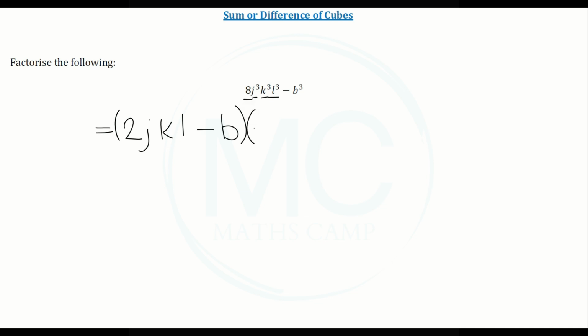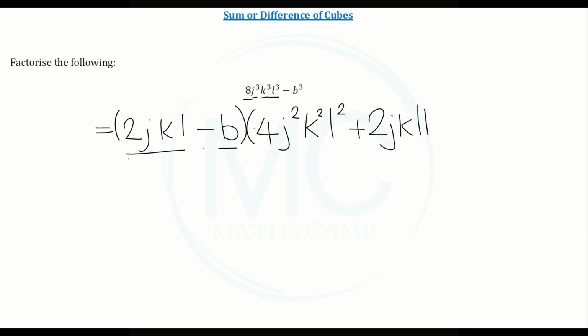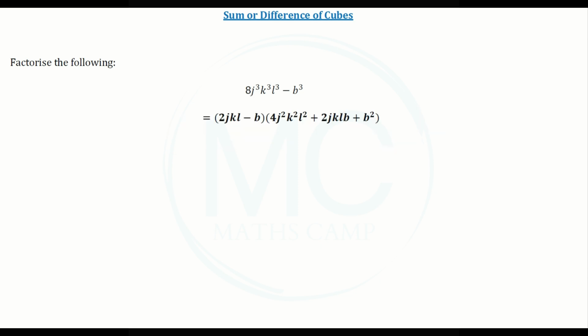Open our second bracket. To find the first term, we square the first term in the first bracket. 2 squared is 4. Then we have j squared, k squared, l squared. To find the middle term, we multiply 2jkl by b. We have a negative here, so this becomes positive. And we have 2jkl b. Finally, for our third term, we're going to square negative b, and we get positive b squared. You will see more examples like these in our upcoming videos.